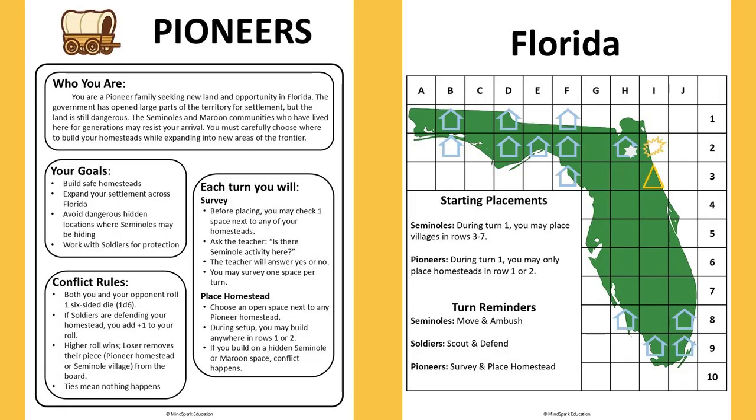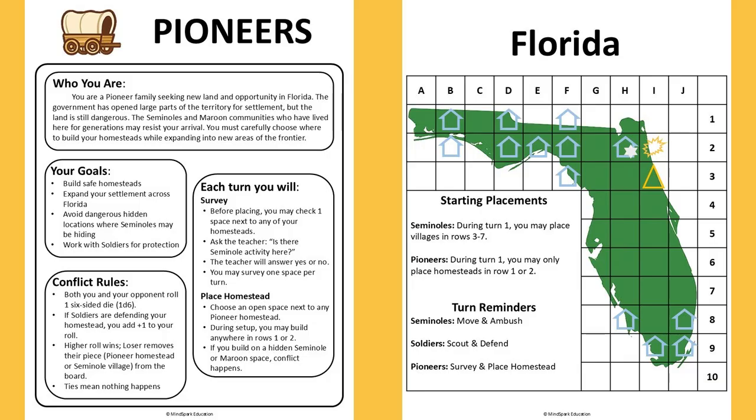Now it's the pioneers' turn to survey and place homesteads. In most turns, pioneers need to place a homestead in an empty square adjacent to any existing homestead. It doesn't matter which team placed it. One of the rule adjustments of the Treaty of Moultrie Creek is that pioneers may place homesteads freely in rows 8 to 10 without requiring an adjacent homestead. Pioneers may first choose to survey a square before they decide where to place their homesteads.